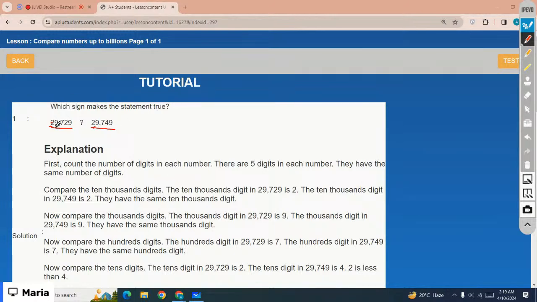So then you have to compare the next digit. You have to compare 9 and 9. Again, they are exactly equal. Now compare the digit that is at the next place value, 7 and 7. Again, they are equal. Now they have 2 and 4. 2 is less than 4, isn't it?